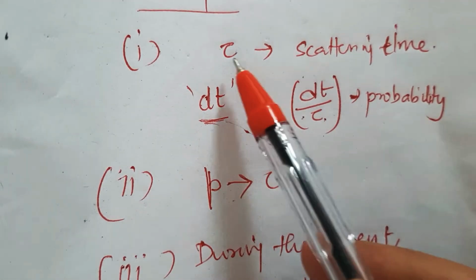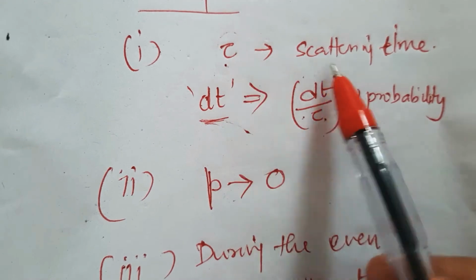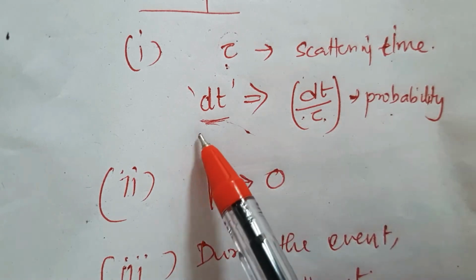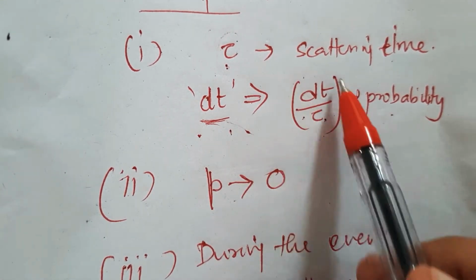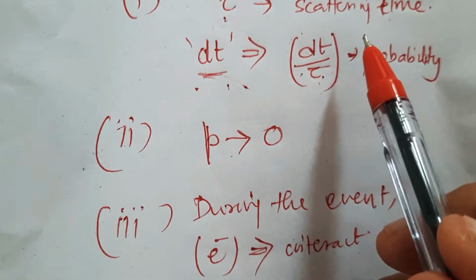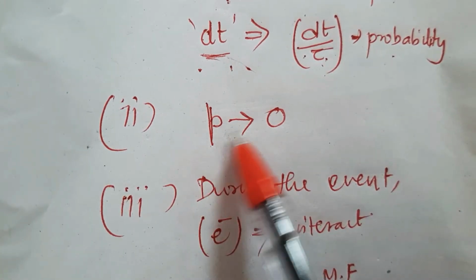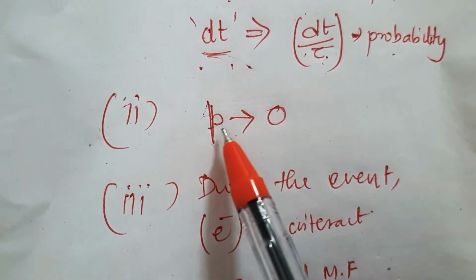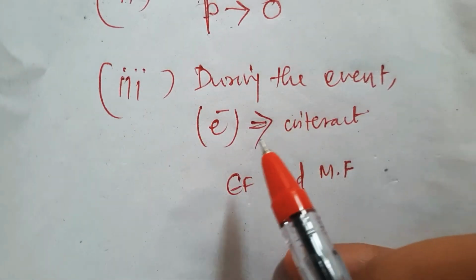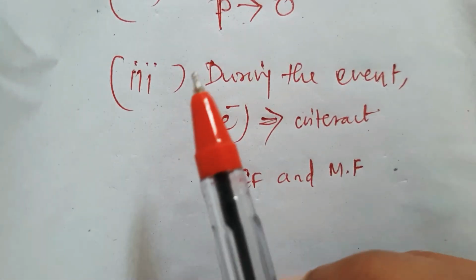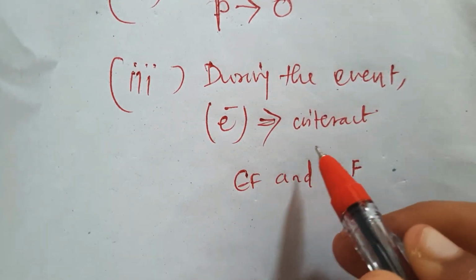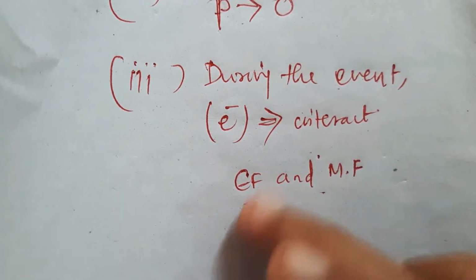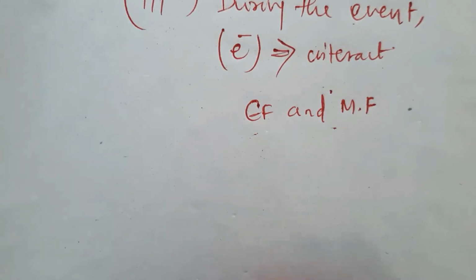So the first one is that the electrons have a scattering time tau, and the probability that in a time interval dt it will undergo a scattering is dt by tau. The second assumption is that once the scattering occurs, the momentum of the electron will return to zero. The third point is that during the scattering event, the electrons will always respond to the applied electric field and magnetic field. So these are the main assumptions of Drude theory.